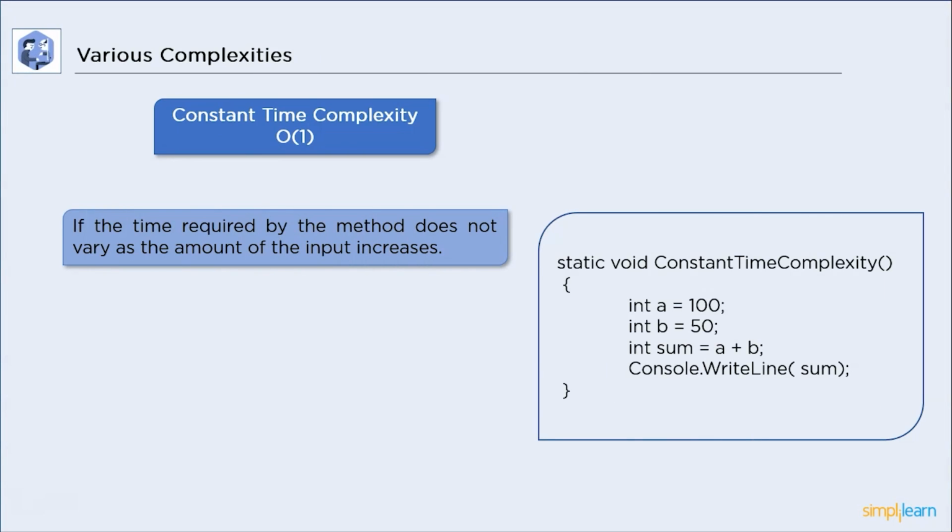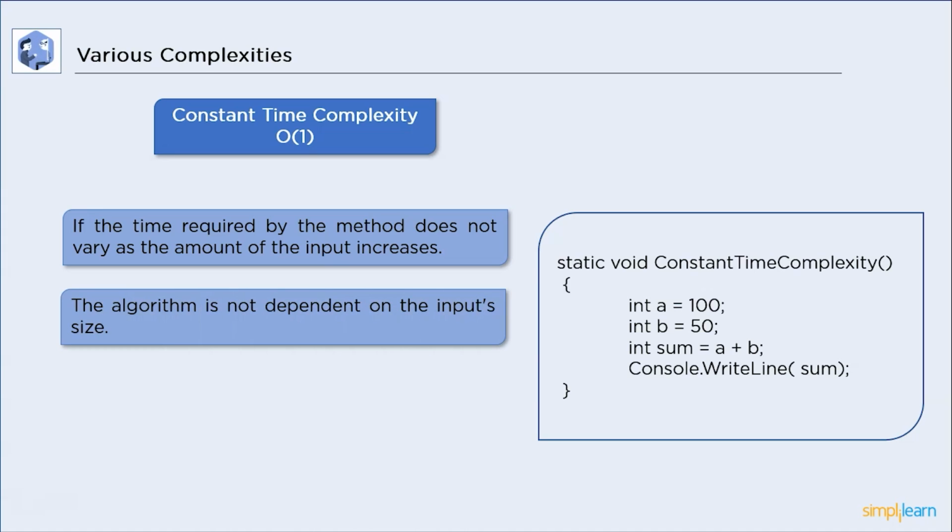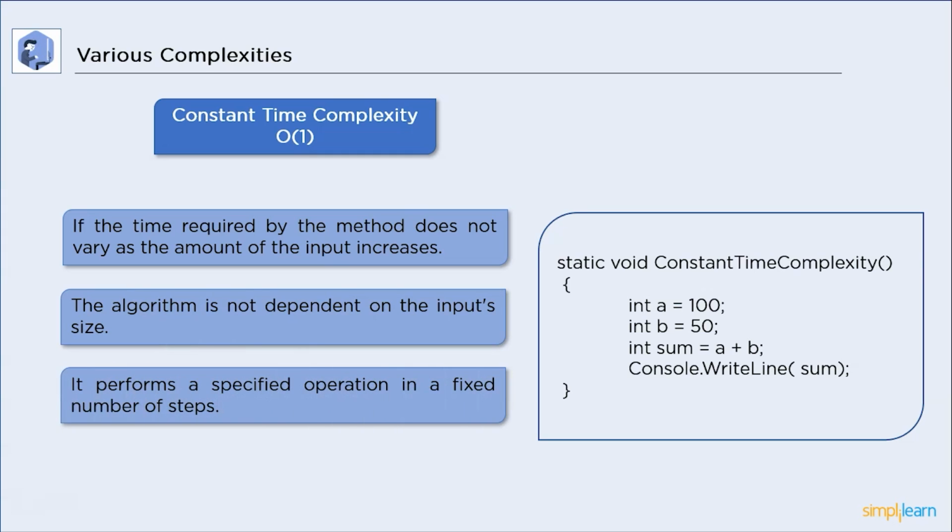If the method time does not vary and remains constant as the input size increases, the algorithm is said to have big O of 1 complexity. The algorithm is not affected by the size of the input. It takes a fixed number of steps to complete a particular operation, and this number is independent of the quantity of the input data. As you can see in this code, each statement represents 1. So when you count all of them, it gives us a constant amount of 4 or 1.